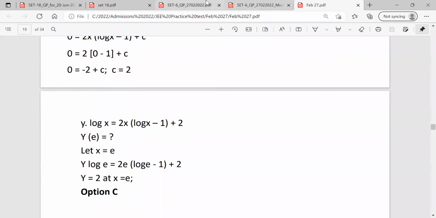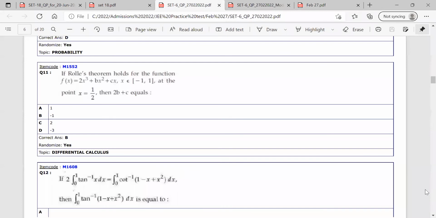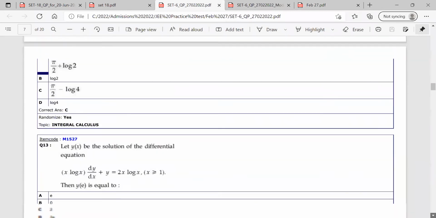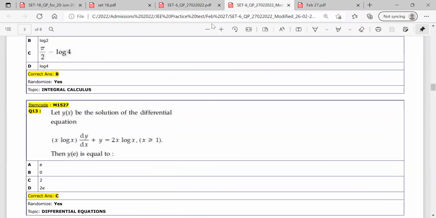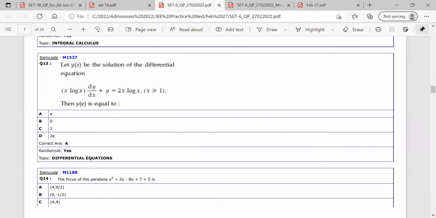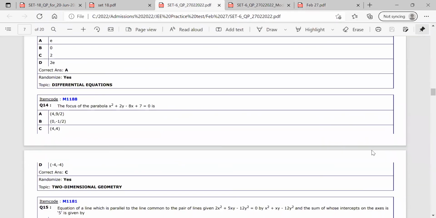So I think you have understood this question. Just give me a minute. There is a small error in this question. I think here it's corrected. Yeah, the correct answer for this question is option C. Now we'll move on to the next question, that is question number 14. Question number 14 is a really easy question.